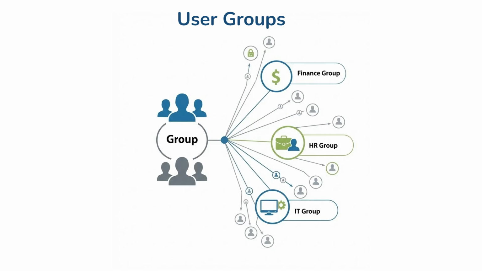Instead of giving workflow access to each user manually, you can simply create a group, assign permissions to the group once, and every user in that group automatically inherits those permissions. That's the power of groups. Assign once, apply to many.